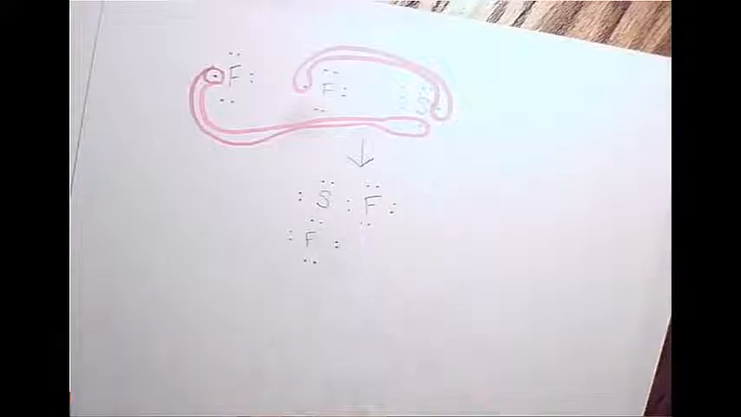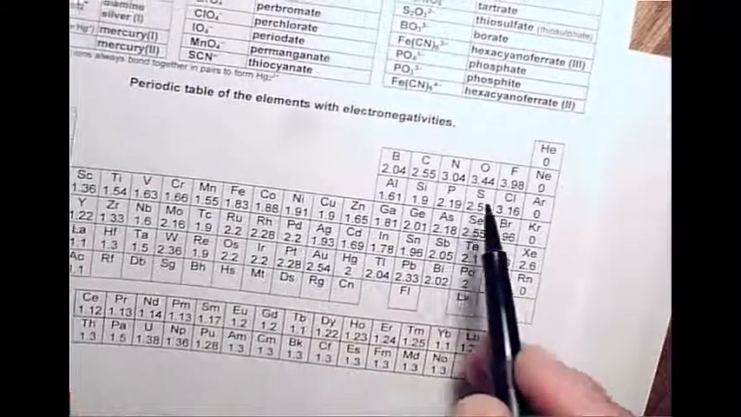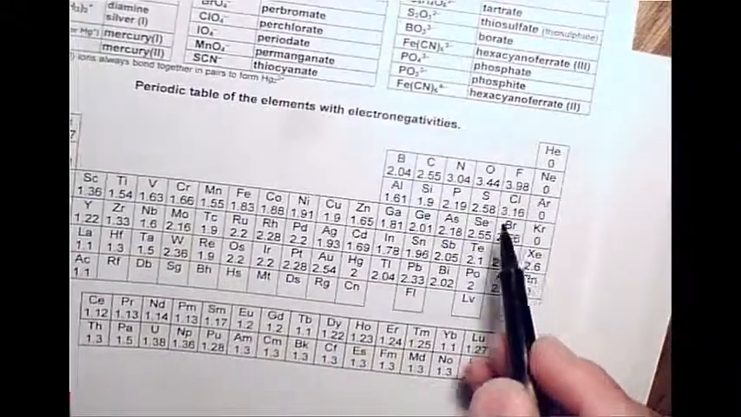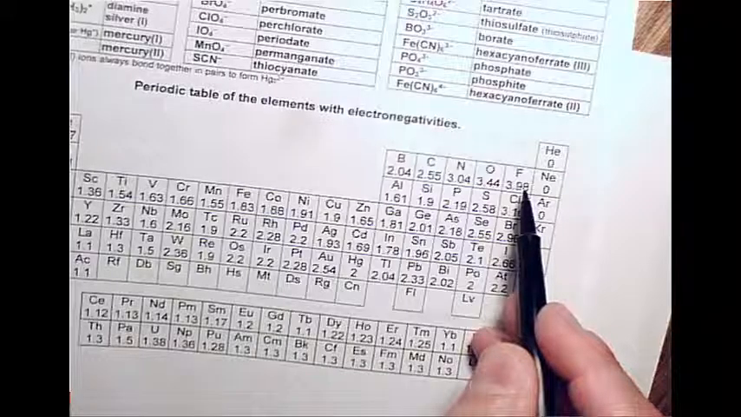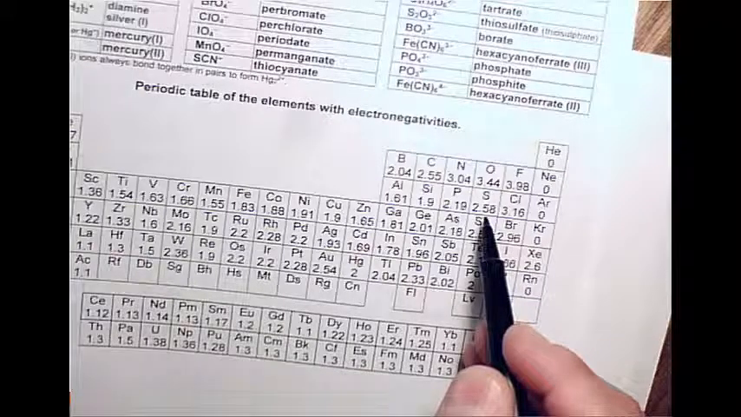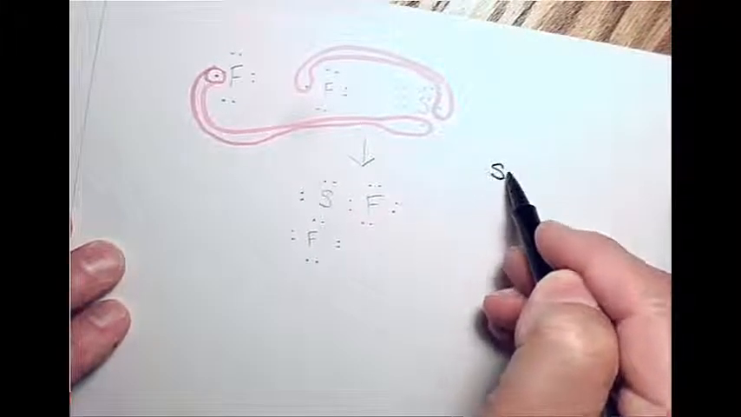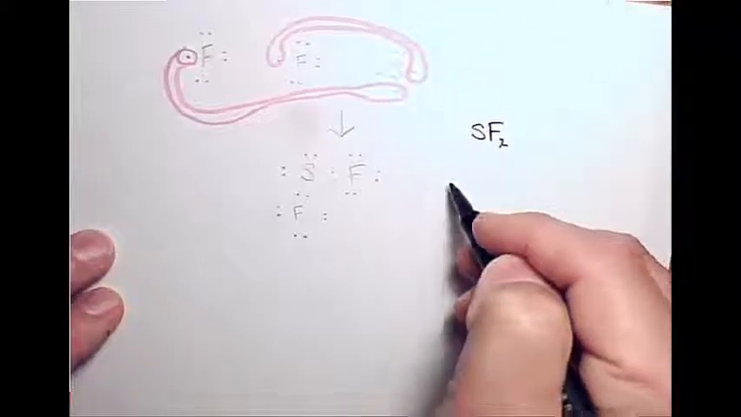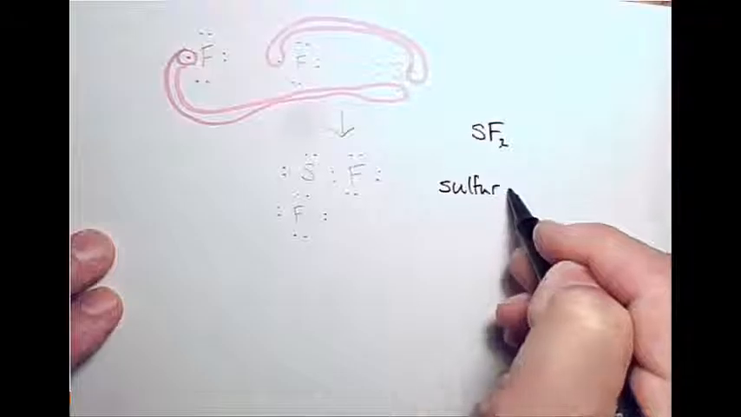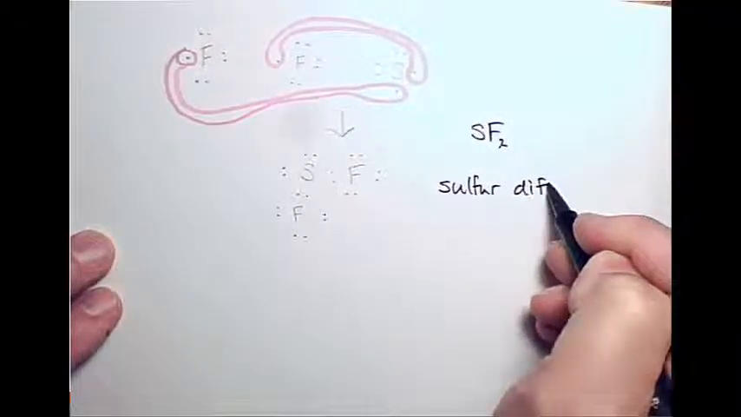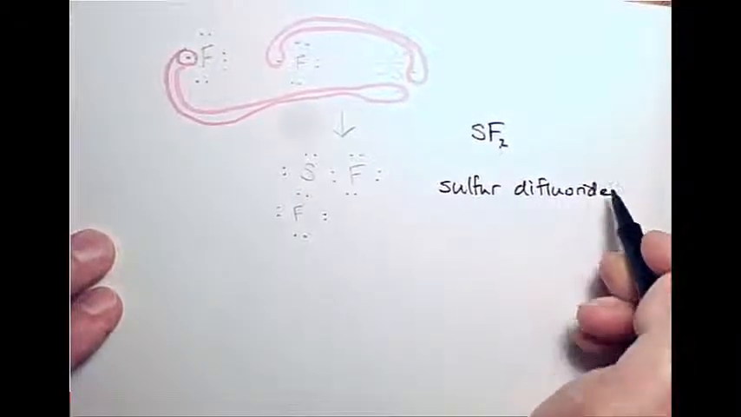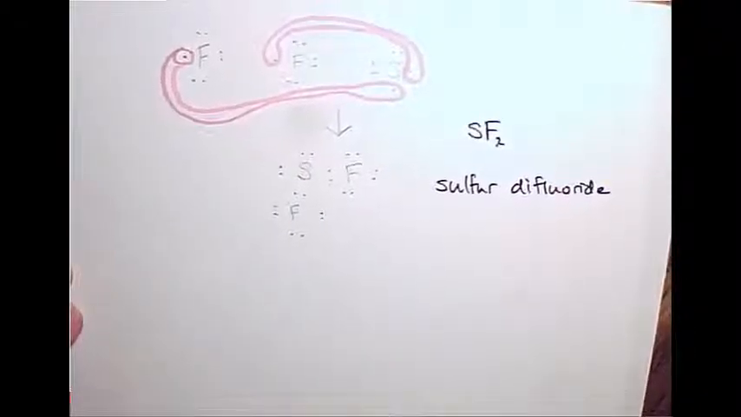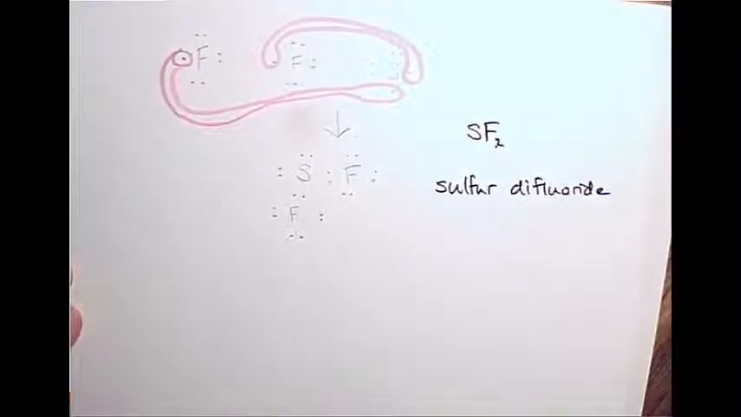And now we've got a system here where we've got a sulfur and 2 fluorines. And let's see, find the periodic table has electronegativities, and sulfur has a lower electronegativity than fluorine does, so we'd name sulfur first and write the symbol first. So it would be SF2 for the molecular formula, and the name would be sulfur difluoride. Okay? That's how we write the name.